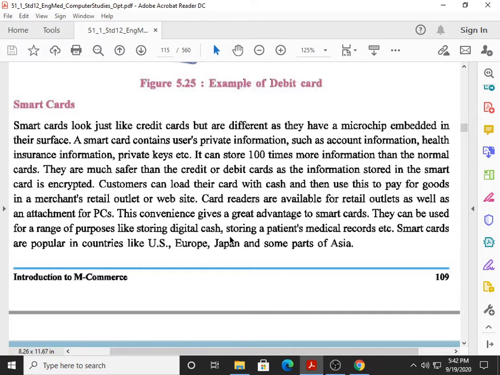Today we will discuss Standard 12 Introduction to Computer Subject, Chapter number 5, last part, and in that last part we will talk about smart card first. So let's start without any disturbance. Now, first of all, how does a smart card look?